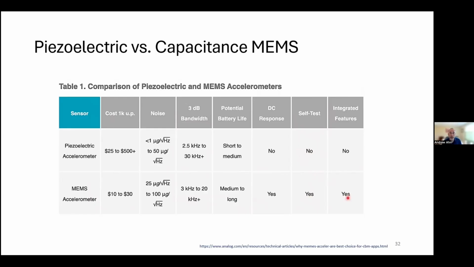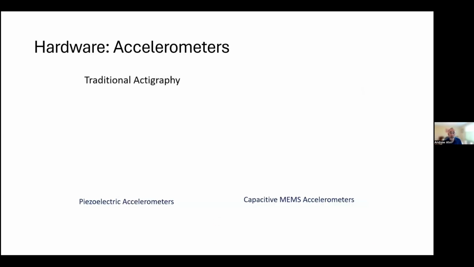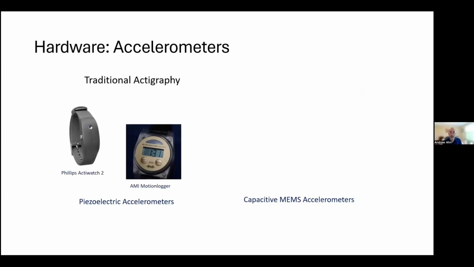They also have some integrated electronics in these MEMS accelerometers so that you can have digital outputs and interfaces which allow direct communication with microcontrollers or other digital systems. And so as a result, MEMS accelerometers have really entered into the hardware space simply because they are better suited for low power portable applications where space is limited. And so this is why you can appreciate that MEMS accelerometers have really taken over the wearable space. And this is certainly true in the sleep actigraphy space.